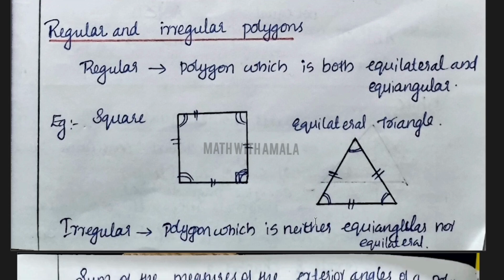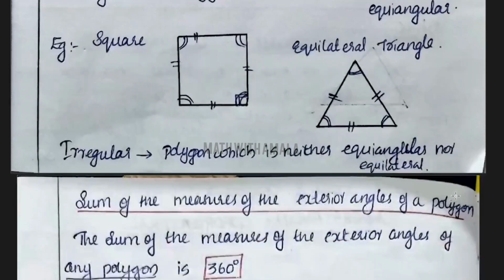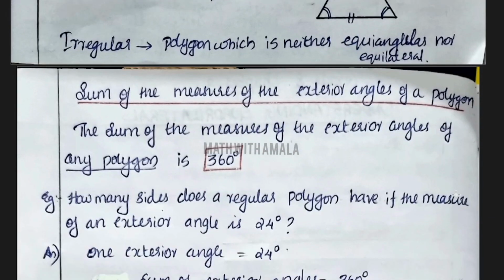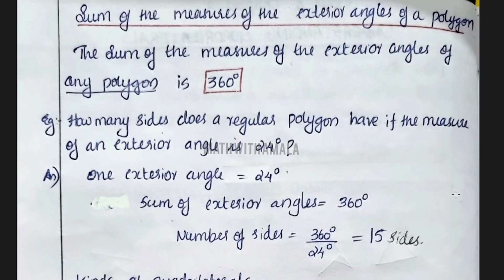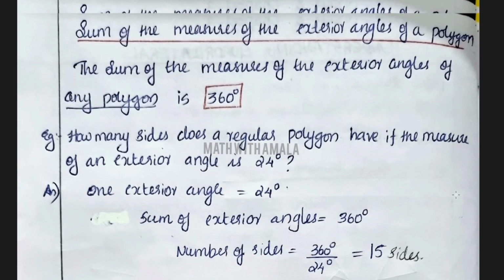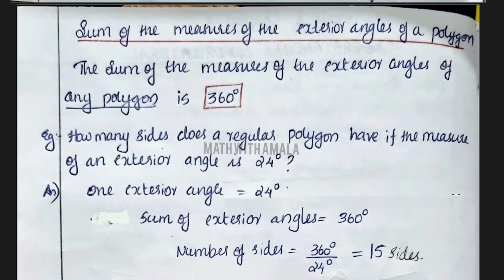Regular and irregular polygons. A regular polygon means it is both equilateral and equiangular, that means of same sides and same angles. Then that polygon is called regular. For example, a square is a regular polygon with all the sides and angles equal, and an equilateral triangle is a regular polygon with all the sides and angles equal. Irregular means if the regularity is not maintained, then it is irregular.